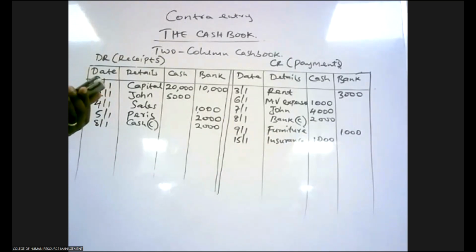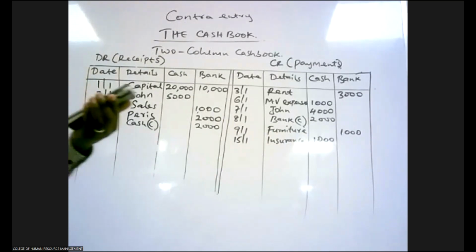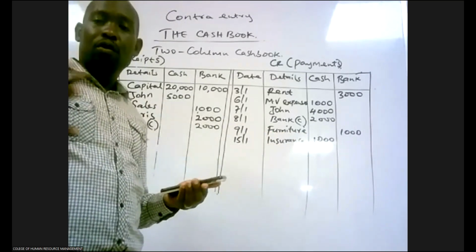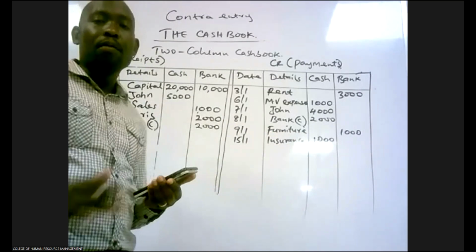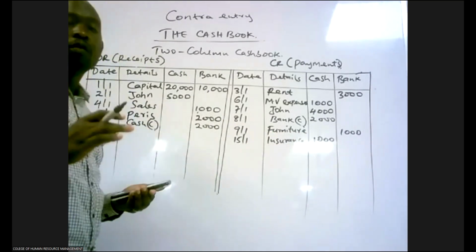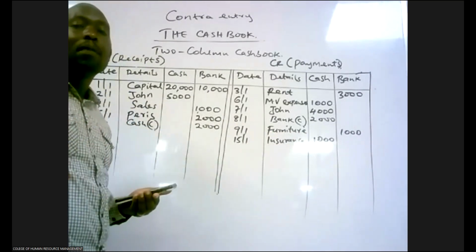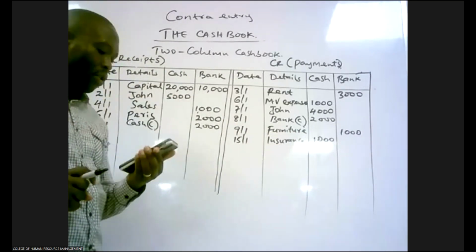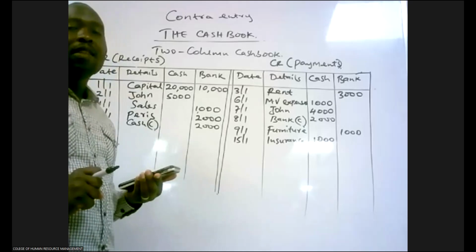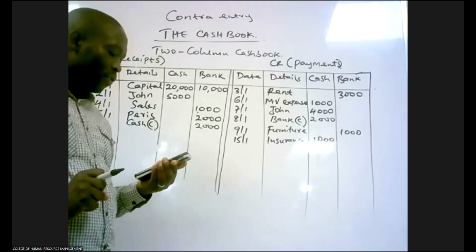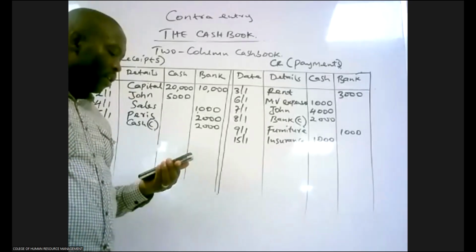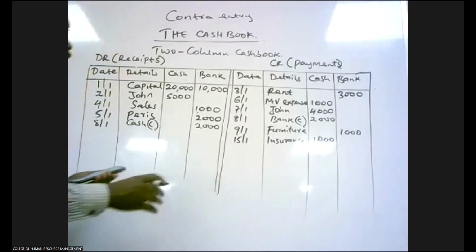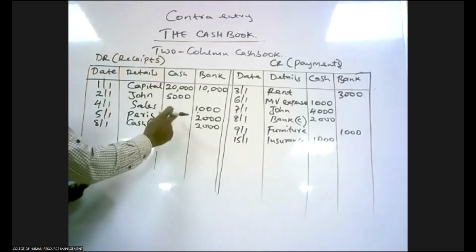Then on 20th, we withdrew 2,000 cash from the bank for business use. For business use, it is now to cash box. Anytime you are told for business use or for office use, just know that money is being withdrawn from the bank and then brought into the cash box. In this case, it is another contra entry. This money is from the bank to cash, so it is being received in the cash.